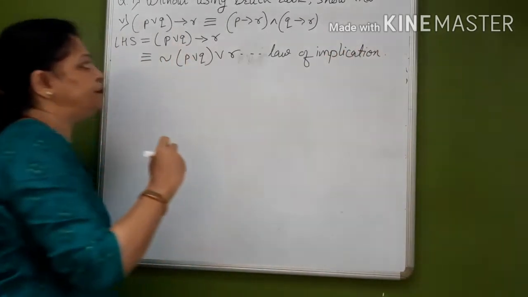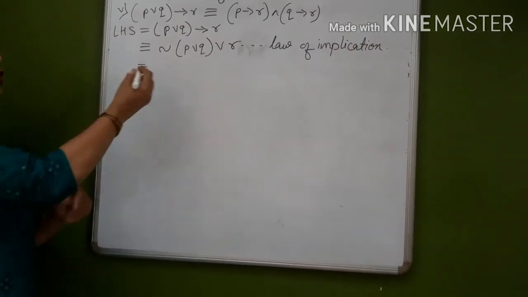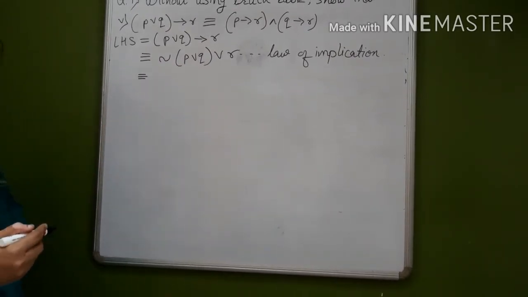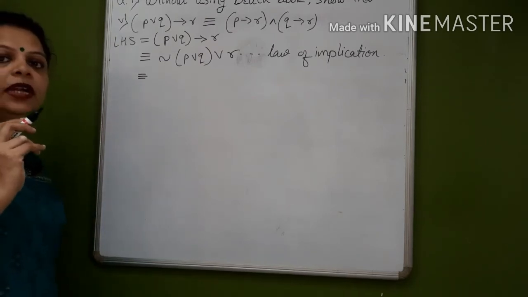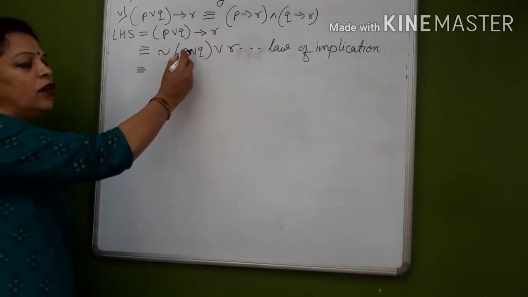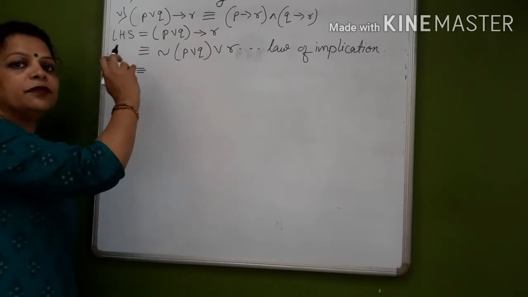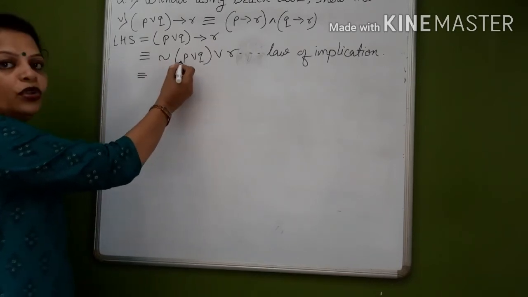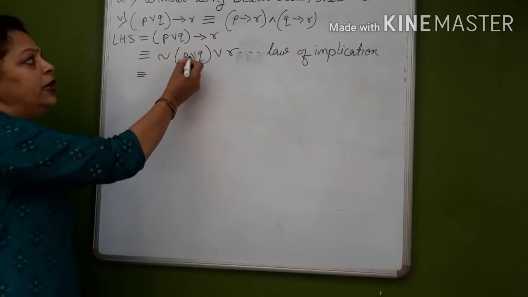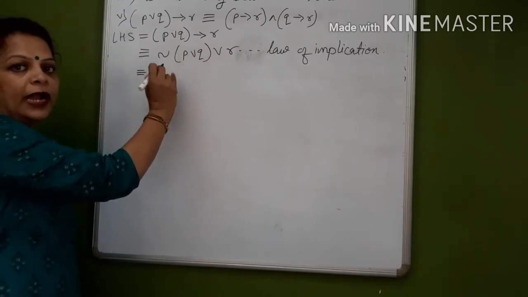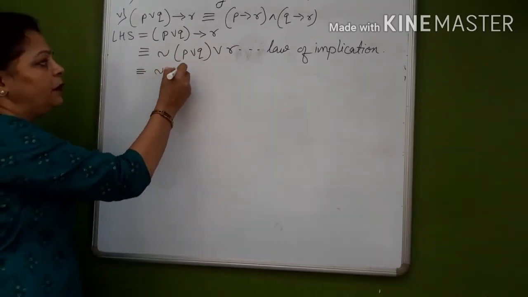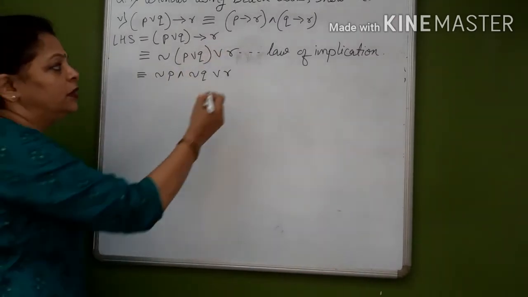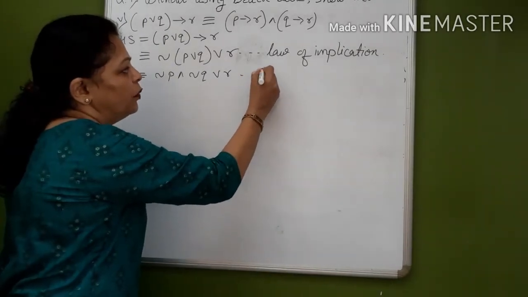Law of implication. Now, what can we apply? The negation sign is there and inside there is an OR sign. So immediately you must remember De Morgan's law. Whenever there is a negation and an OR sign in the bracket, blindly you will apply De Morgan's law. So this negation sign will go to P as well as to Q and the OR sign will change to AND. So you get (negation P and negation Q) or R. This is De Morgan's law.